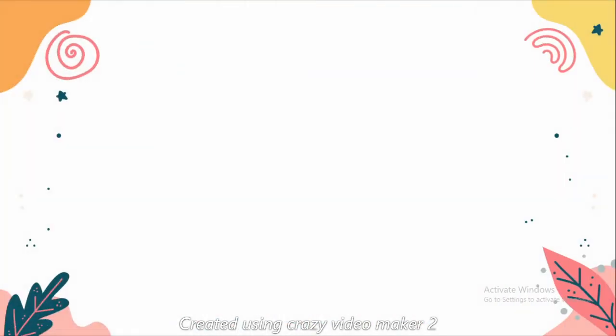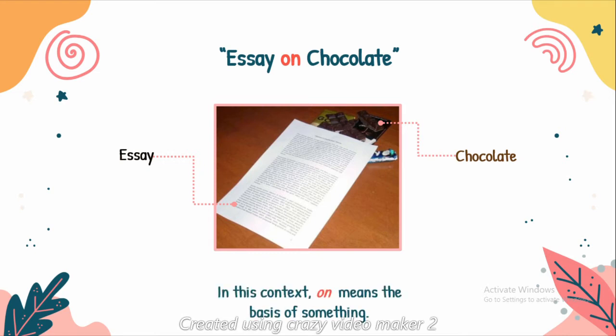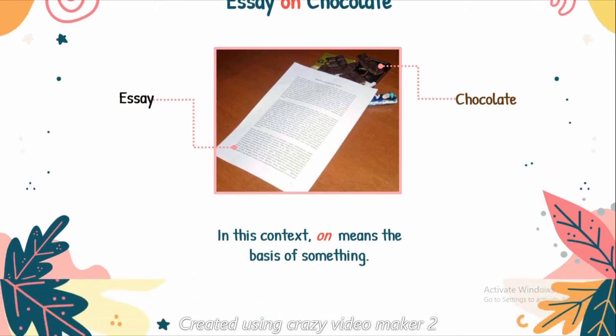For example, we can talk about an essay on chocolate. Perhaps we think of the essay as sitting on a chocolate, just like this. But is it correct? No. We use the preposition on because it's about something, not as a preposition on a surface. Now let's move on to the next discussion.